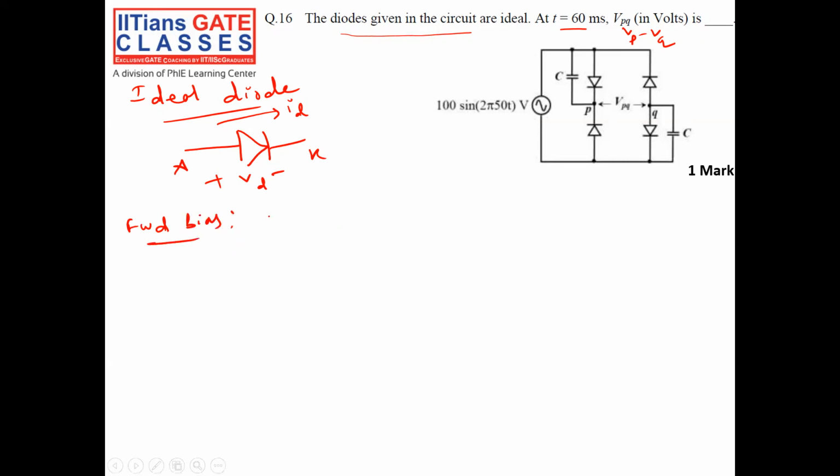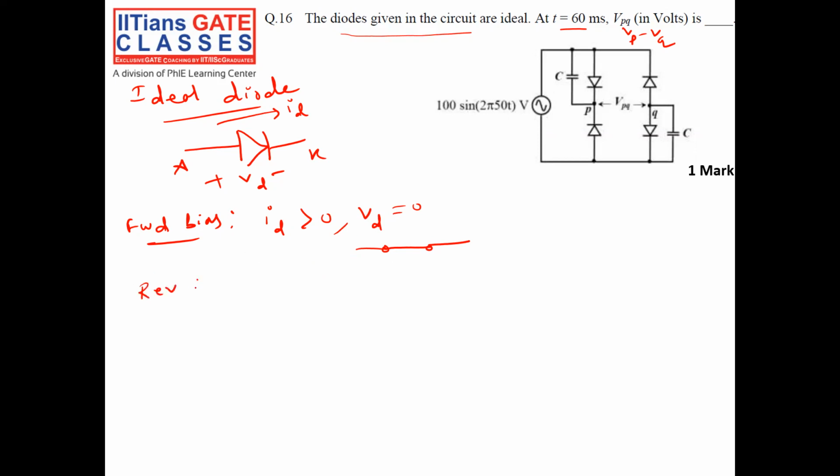When I say my ideal diode is in forward bias, the current through the diode from anode to cathode should be greater than 0. And when the current flowing through the diode is greater than 0, the diode potential Vd, nothing but V anode minus V cathode, is equal to 0. That means it will behave like a short circuit. This is the most important point.